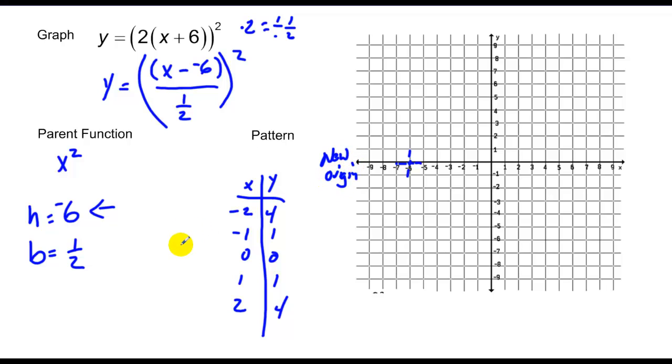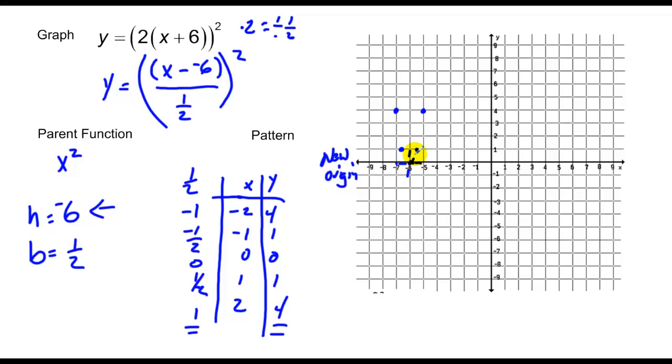B affects those x values. So all these x values have to be multiplied by a half. That's giving me -1, -1/2, 0, 1/2, and 1. So now I'm going to graph these x and y values from this new origin. I go over -1 and up 4. I'm going to go over 1 and up 4, and then I'm going to go over a half and up 1.